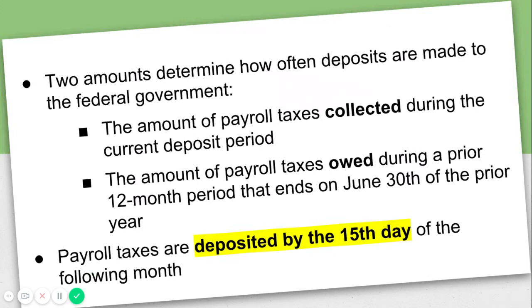Two amounts determine how often deposits are made to the federal government: the amount of payroll taxes collected and owed. Payroll taxes are deposited by the 15th day of the following month. This will come in handy when we do our problems. The 15th day.